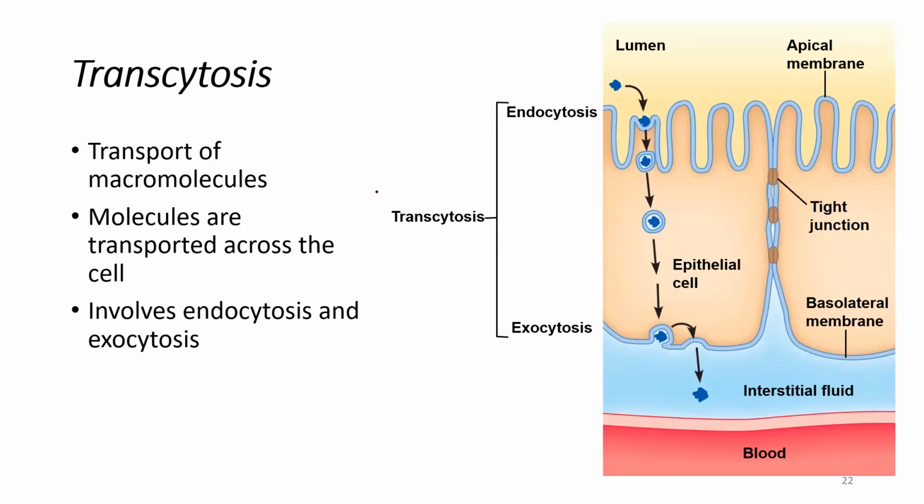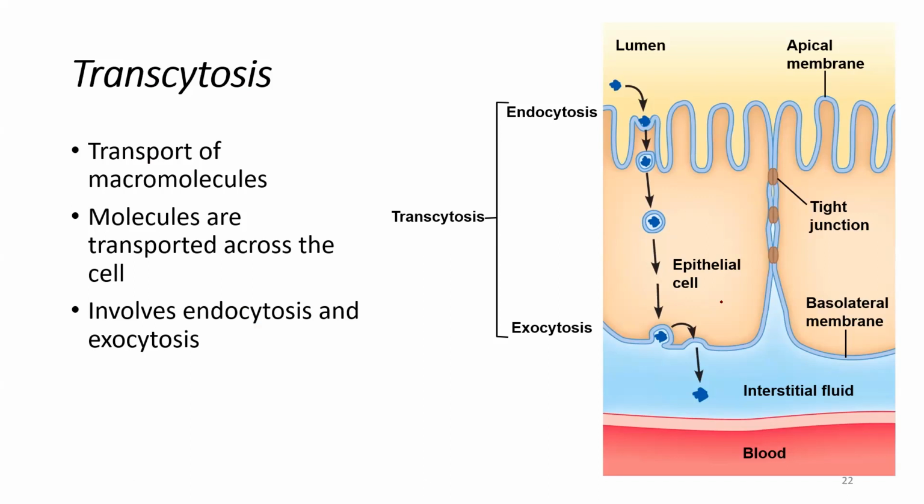And this is another way that we can move particles across our membranes. We can simply engulf particles at the apical surface, and we simply pinch off a part of the apical membrane, engulf that particle, and bring it into the cell. This is called endocytosis. And then we can transport it across the cell. And then when it gets to the basolateral surface, we simply sort of evacuate that particle.